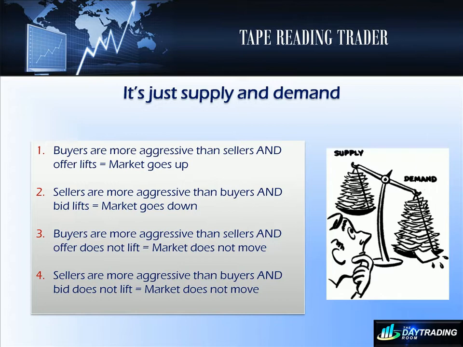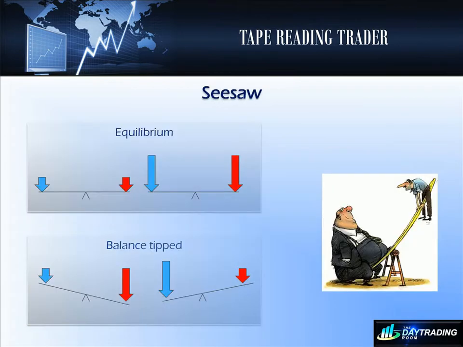We can basically deduce that the supply is matching that demand and we are in a temporary state of equilibrium, and that's vice versa for if sellers are more aggressive than buyers and the bid does not lift. We're in a temporary state of equilibrium. We're matching large demand with large supply. Really, what we've got is a seesaw. Great analogy for this. Really good to understand the concept of this in terms of tape.